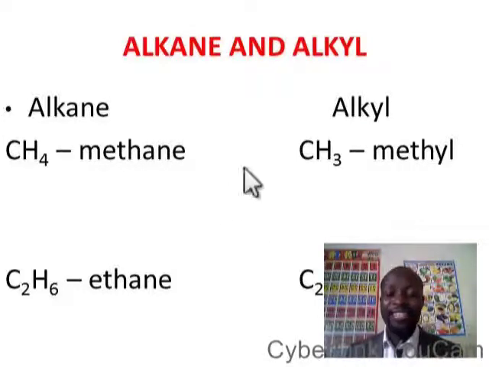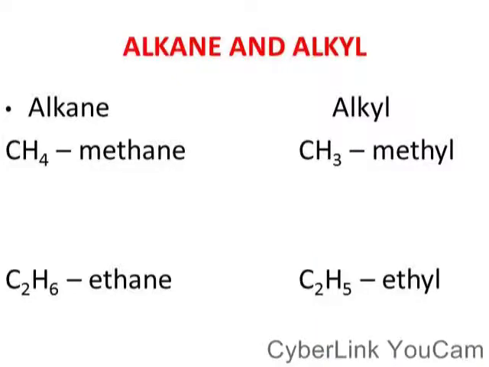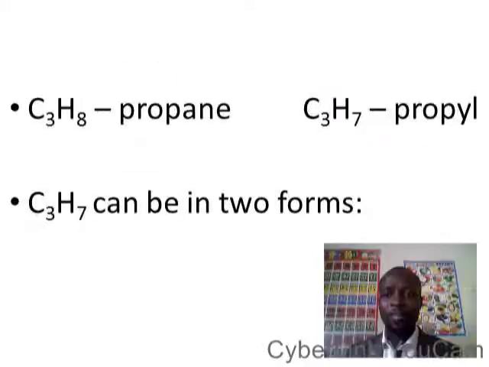If N is 1 for CnH2n plus 2, hope you are writing. This one is going to give you CH4 when N equals 1. This one gives you CH3. The same thing, this one gives you C2H6. This one gives to you C2H5. Let's move on here. We have C3H8 for propane. The corresponding under alkyl is C3H7 for propyl.